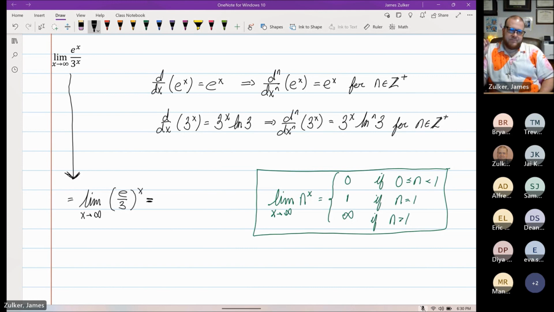e is less than 3, right? It's what, about 2.78? I think 2.781, something like that. So you're raising a value less than 1 to higher and higher powers, right? That's 0. That has to be 0.